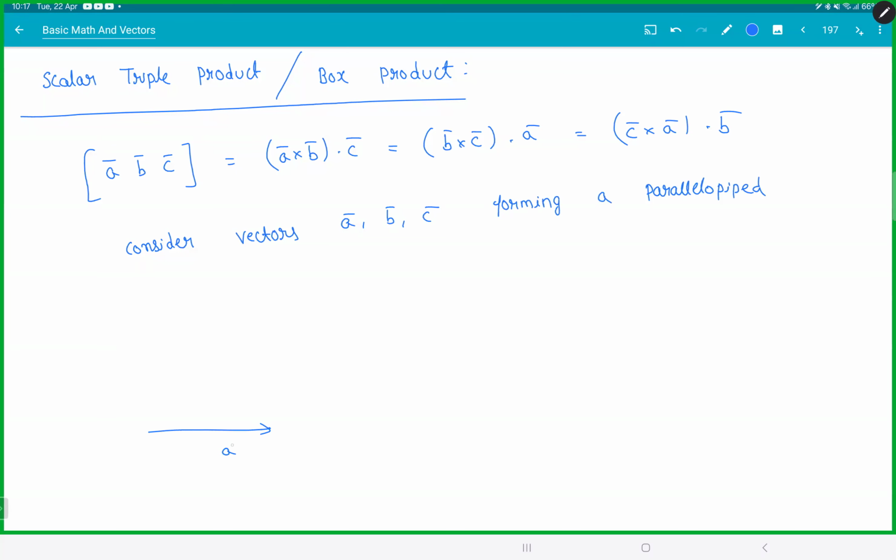So if this is A bar and this is B bar, you can make a parallelogram like this with A bar and B bar. Now if you bring a third vector, C bar, I can keep C vectors like this. And again, if I join them with A bar and B bar and C bar, can you see you get a box? That's why we call it a box product. So the 3 vectors, when you put parallel vectors, you get a box. So this shape is called a parallelepiped.